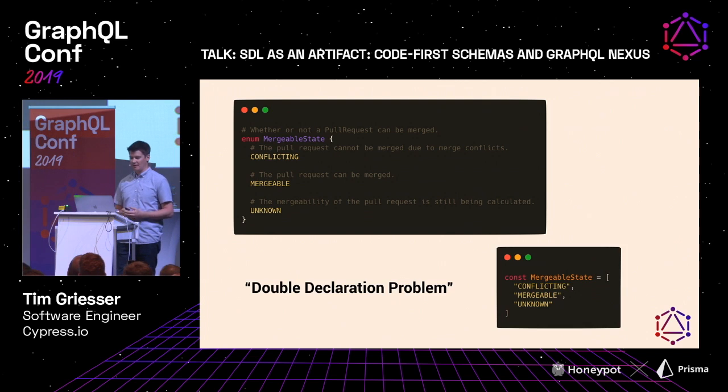here I just have it as an array, but it could be an enum or an object, you have the same representation. So these two need to be updated together. Whenever you make a change to one, you have to remember to make a change to the other, and it's just kind of unnecessary. The double declaration problem is really that you're oftentimes defining something in the SDL, and then you have to also define it in runtime code.